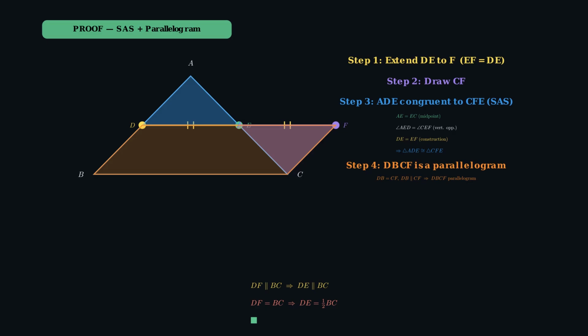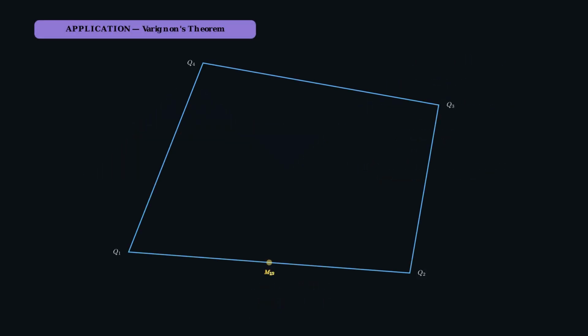Step 4. The congruence gives AD equals CF and AD parallel to CF. So DBCF is a parallelogram. Step 5. In a parallelogram opposite sides are equal and parallel. So DF is parallel to BC. DF equals BC. And DE equals BC over 2. QED.